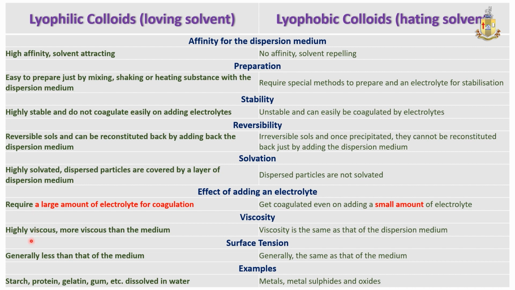Lyophilic colloids are highly viscous in nature. In fact, the dispersed phase is more viscous than the medium. But for lyophobic colloids, the viscosity is the same as that of the dispersion medium. In lyophilic colloids, the surface tension is generally less than that of the medium, but in lyophobic colloids, it is the same as that of the medium. Some examples of lyophilic colloids are starch, protein, gelatin, and gum dissolved in water. And examples of lyophobic colloids are metals, metal sulfides, and oxides.